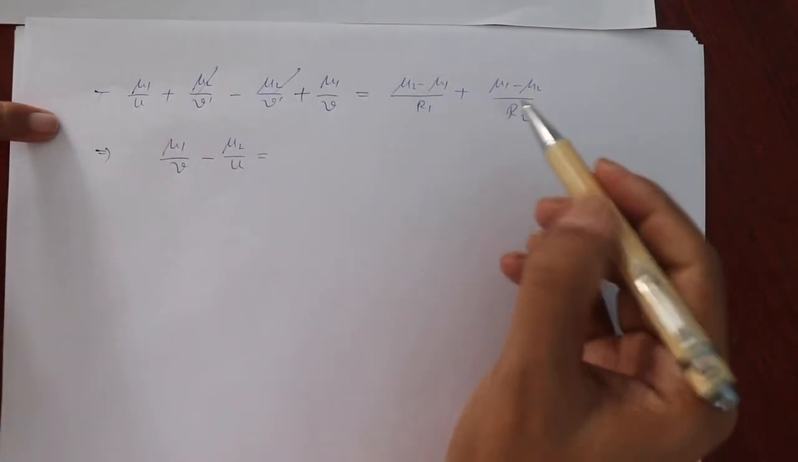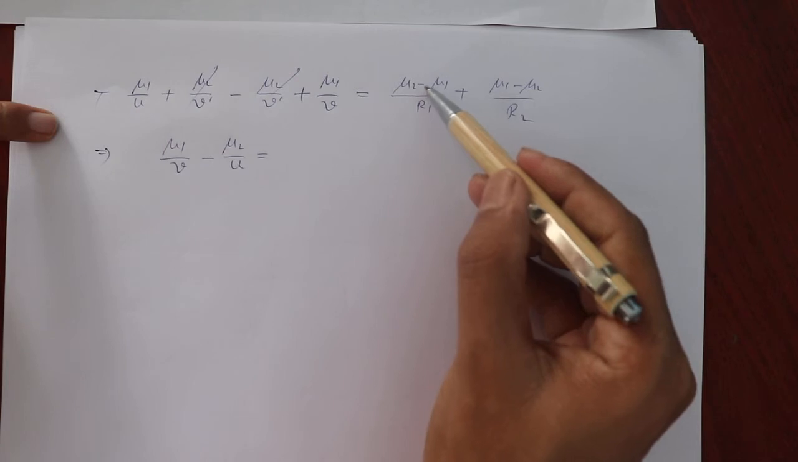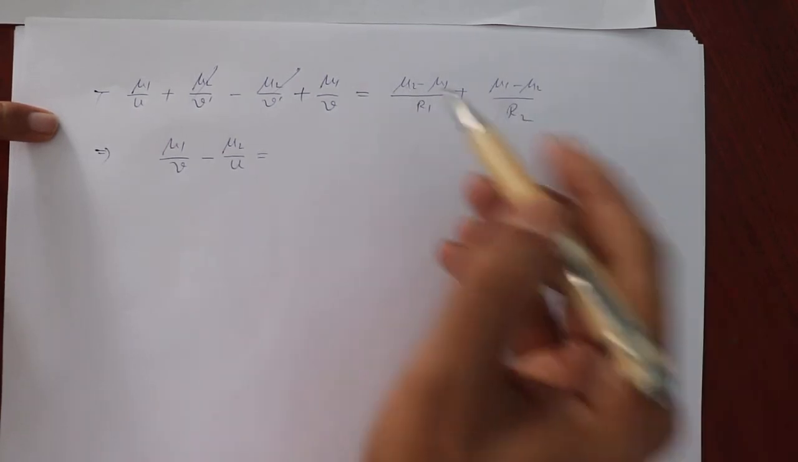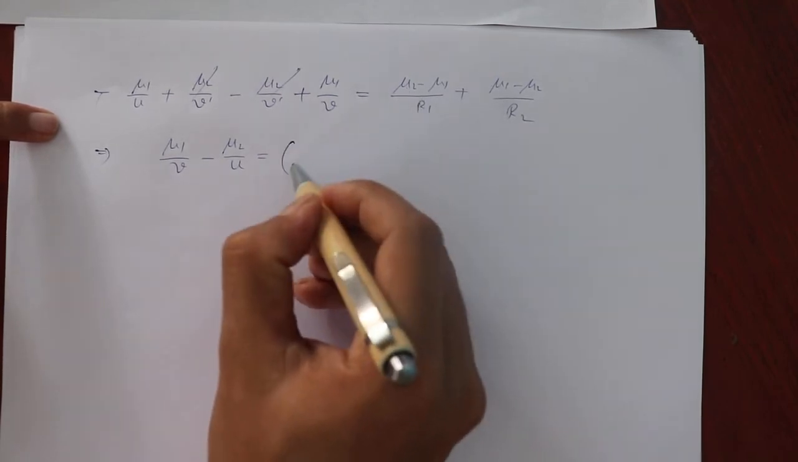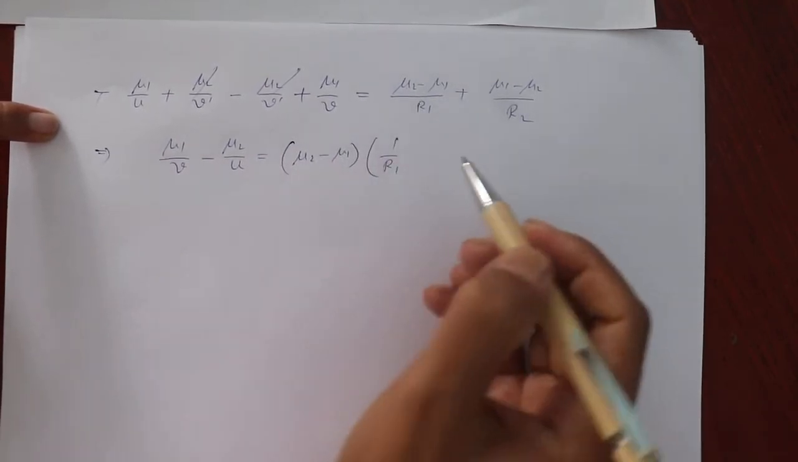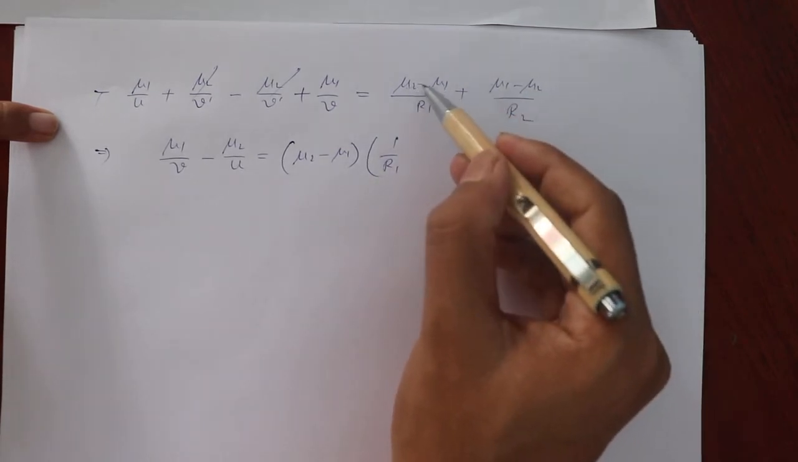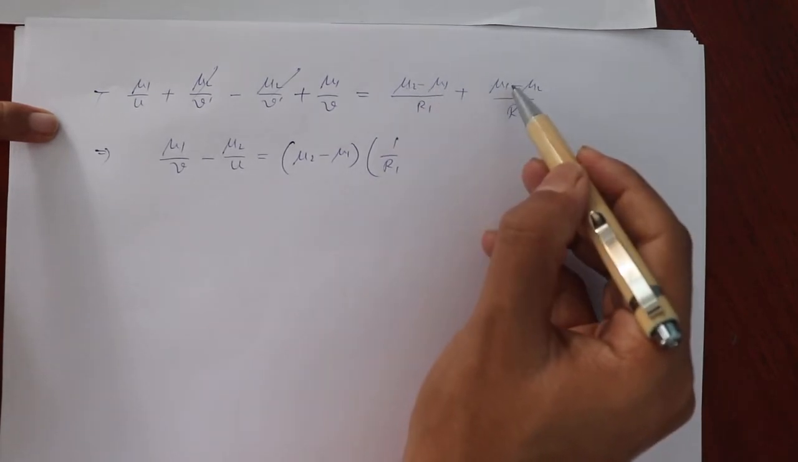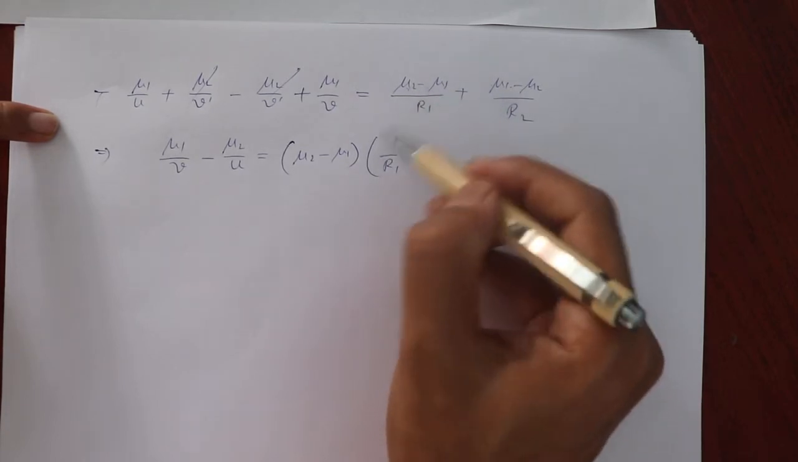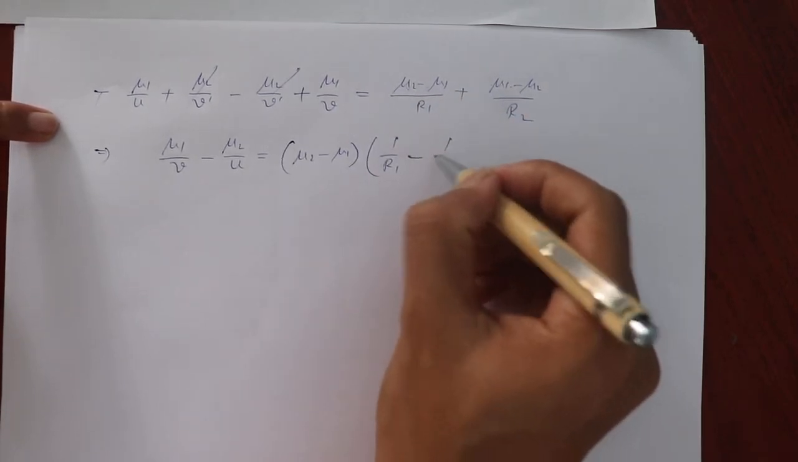This is equal to mu2 minus mu1 here, and mu1 minus mu2 here. These two are opposite. So on the right hand side, let me take mu2 minus mu1 common. If you take it common, you have 1 by r1. Since there is opposition, mu2 minus mu1 and here mu1 minus mu2, when you take mu2 minus mu1 common, this plus will change into minus 1 by r2 here.